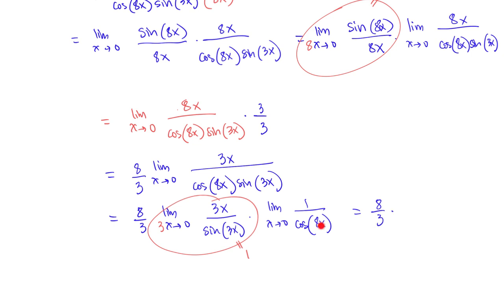cosine of 0 is 1. This second limit is also 1. Not because we use sine of theta over theta, but we just simply plug in 0 into x. 8 times 0 is 0, cosine of 0 is 1. 1 over 1 is 1. So the answer is 8 over 3.